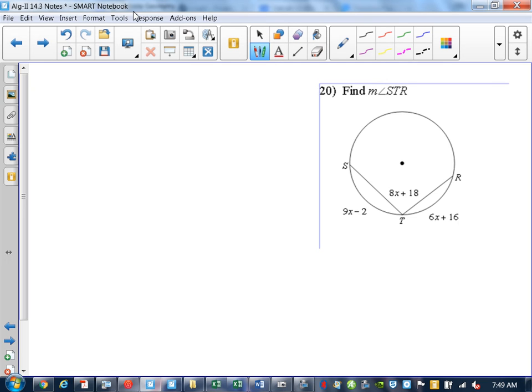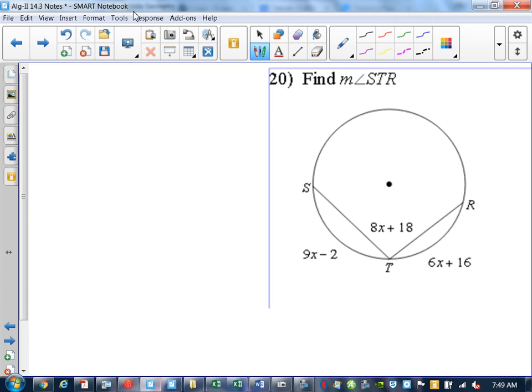So in this one here, you have to find the measure of an angle. The angle that you have to find is on the circle. Therefore, you know that that angle is going to equal half of the arc that it runs into. So that means if I double the angle, it will equal the arc. So the arc here becomes 2 times 8x plus 18.